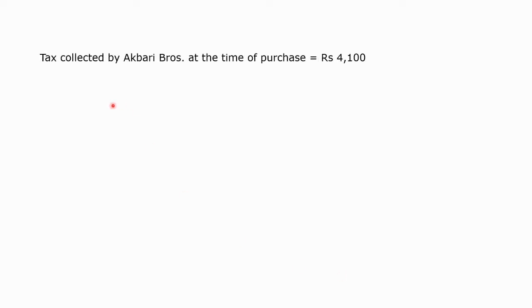Now, tax collected by Akbari Bros at the time of purchase, as mentioned in the question, is rupees 4,100. And tax collected by Akbari Bros at the time of sale: Akbari Bros sold the chocolate sauce bottle to Mayank Food Corner and they collected a tax of rupees 4,500. This is the second stage of transaction, and here 4,100 becomes the input tax and 4,500 becomes the output tax.